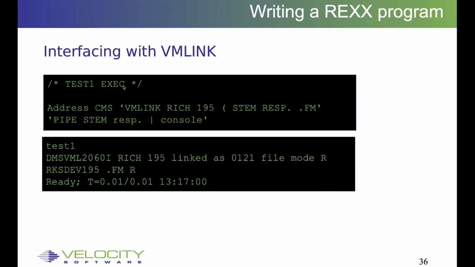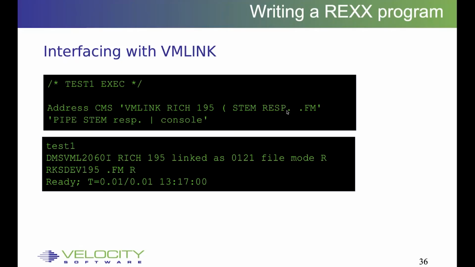In this case, we're going to issue the command vmlink rich 195. Now, in this case, rich does exist, and rich has a 195 mini disk. The options that we can provide to vmlink, there's a lot of them, but in this case, for programmatic access to a mini disk that we're going to potentially use, we pass the stem option, give it a stem name.